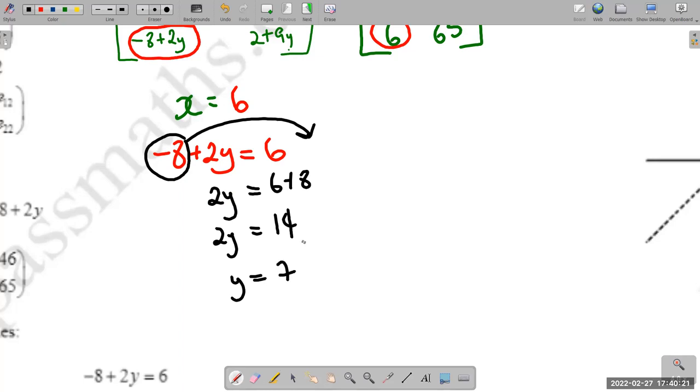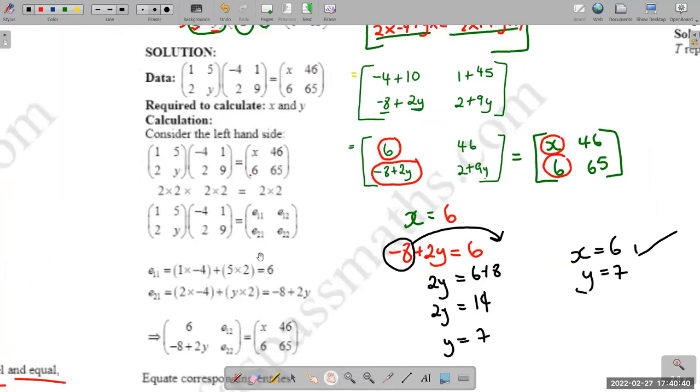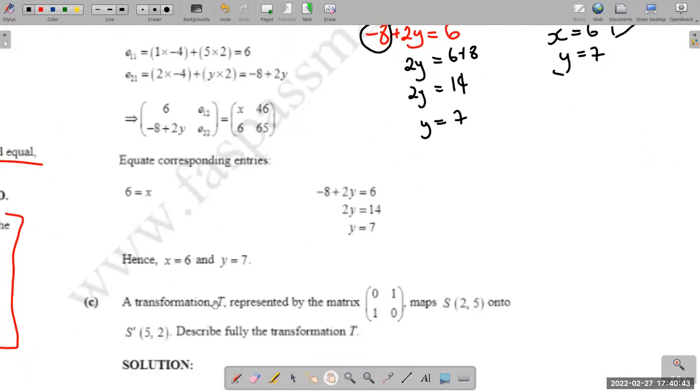So you see here how matrix is mostly algebra with some specific rules. So once you know how to do that, you're good to go. So we now know x is equal to 6, y is equal to 7, and that's it. Here we go. We got the answer.